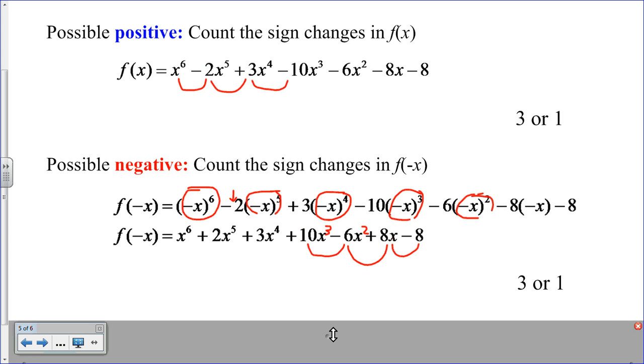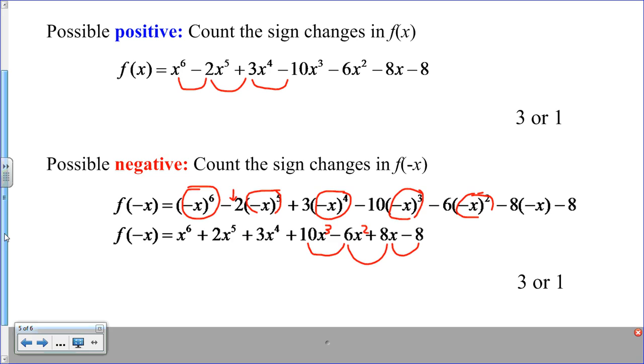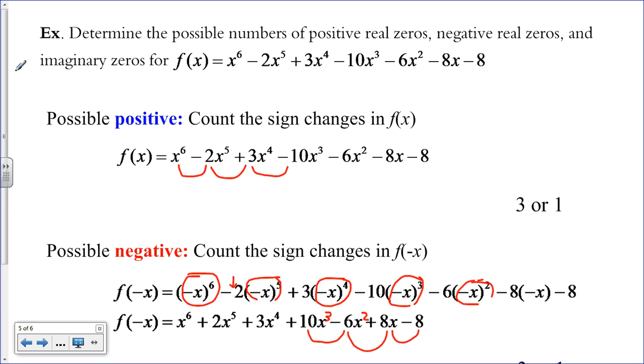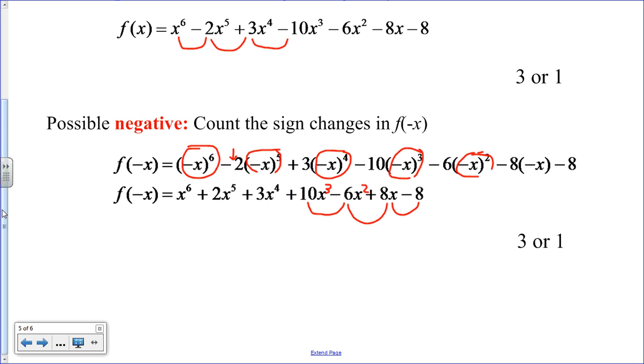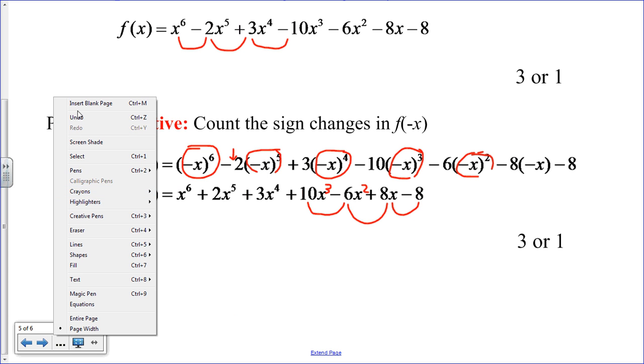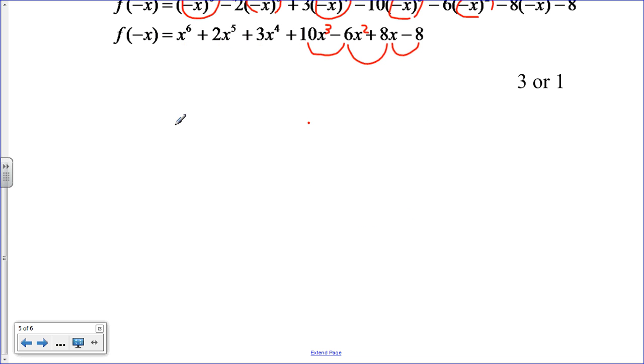So then we know with 6 zeros altogether, it's asking us to figure out, if we go back up to the original question, how many are possible positive real zeros, negative real zeros, and imaginary zeros. We're going to look at all of our possible combinations here. So let's extend the page, give ourselves a little bit of room. We're looking at positive and real. We're looking at negative and real.